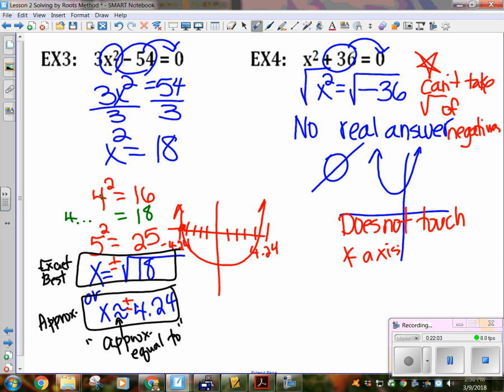That doesn't happen very often, but there are going to be a few that it will pop up, and they'll see if they can get you. You have at least one on your homework tonight that's going to be a non-real answer or no solution. That one does not touch the x-axis. It simply doesn't come down far enough to do that. 4 down. How many more to go?